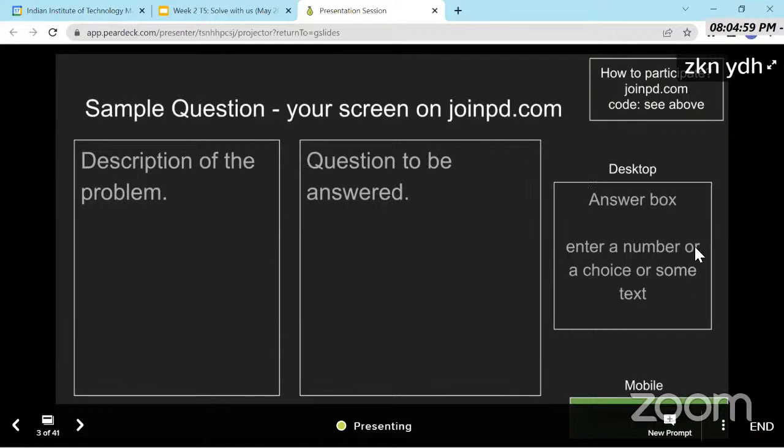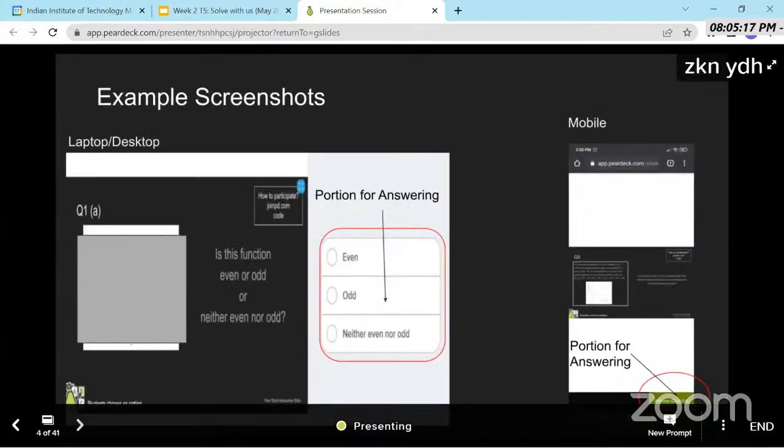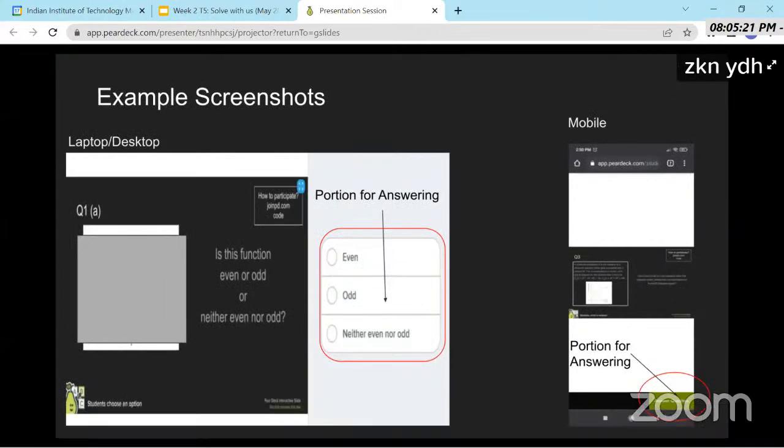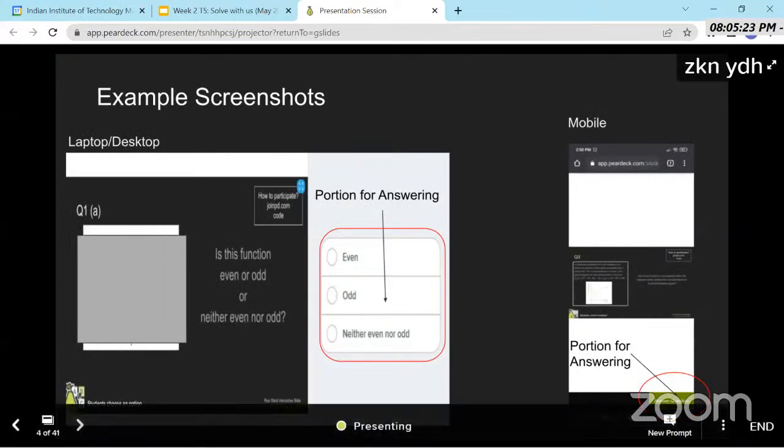If you are using a desktop, you can see here in desktop mode how the answer box appears. And if you are using a mobile, you can see it at the bottom of your screen. So this is what a sample screenshot looks like. You will get to know when I present the sample question.